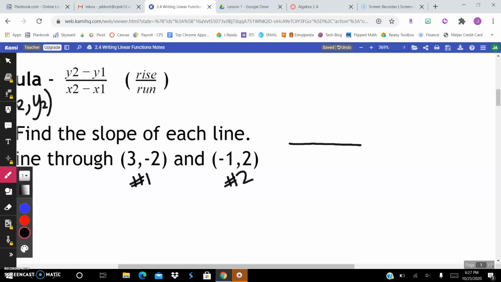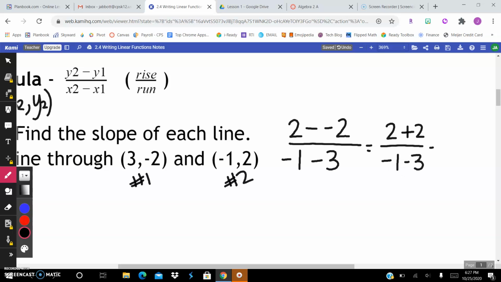So y out of the second point is 2 minus y out of the first point is -2. And then x from my second point is -1 minus x from my first point is a 3. So then I'm going to simplify that. At the top, minus a negative is really a plus. And then we have the -1 minus 3. So we have 4 at the top and we have -4 at the bottom.